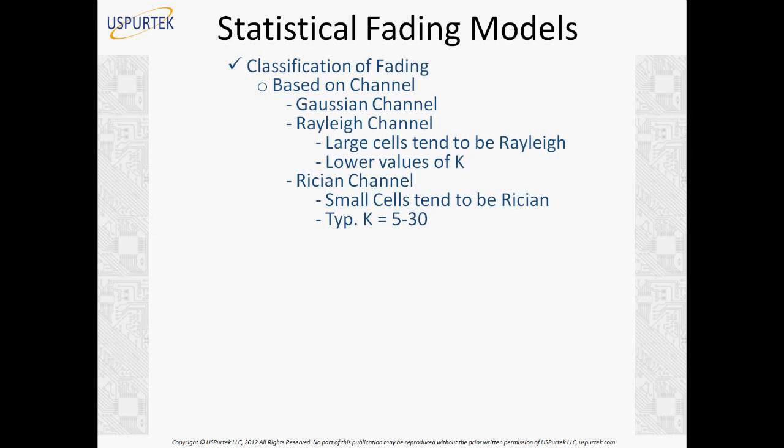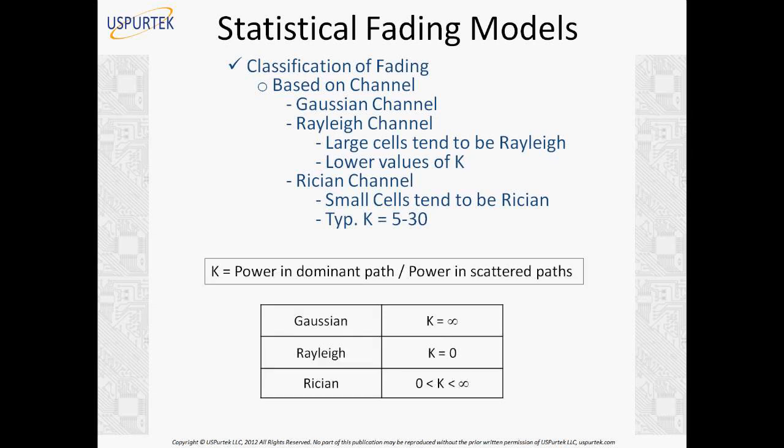Now we can characterize these three different types of channels using a value called K. So K is nothing but the power of the signal component in the dominant path. What is the dominant path? The line of sight path, for example. The line of sight path is a dominant path. If there is no line of sight path, then whatever the strongest signal coming through any reflection, that will be the dominant signal. So K is the ratio of the power in the dominant path to the power in the scattered paths. So that is the value K.